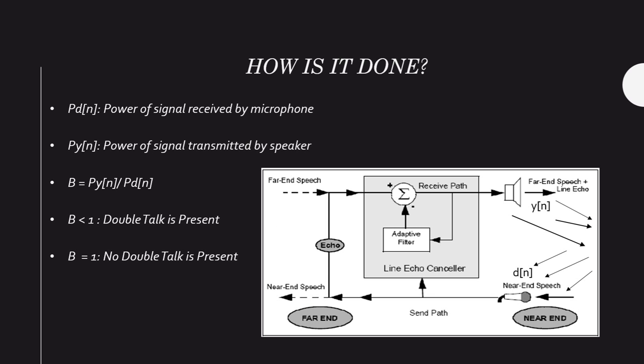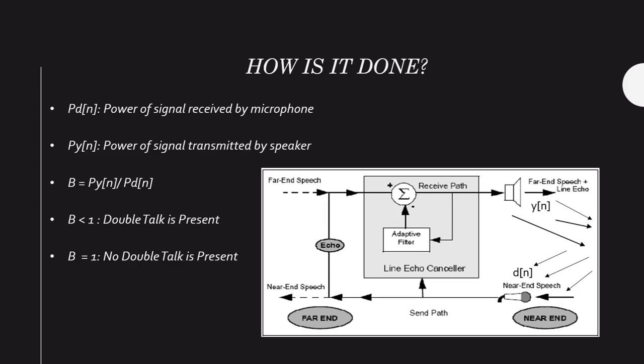How is this done? First off, we have to take in two signals. We're going to call the near end speech signal D and the far end speech signal Y. Y is the signal that's coming out of the speaker, and D is what's going into the microphone. We're going to measure the power of both of these signals, which is essentially just the signal squared, and we want to compare the power of the Y signal to the power of the D signal.